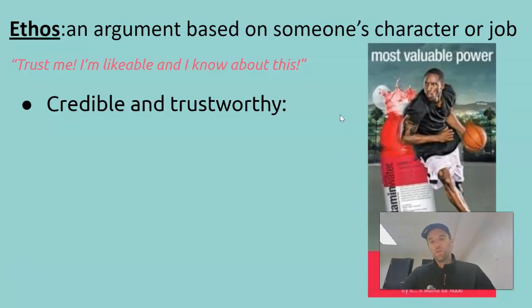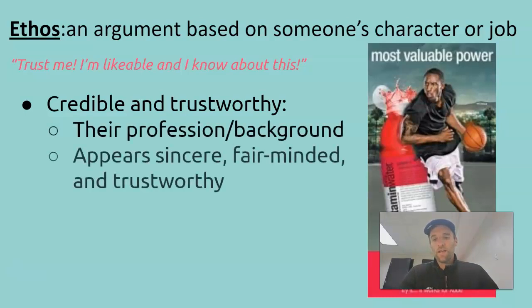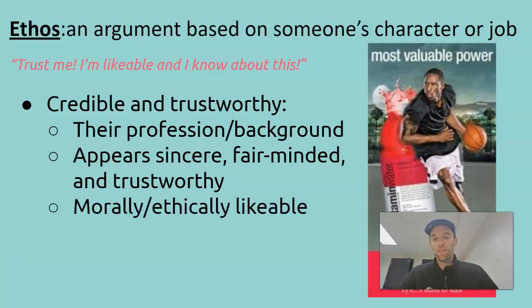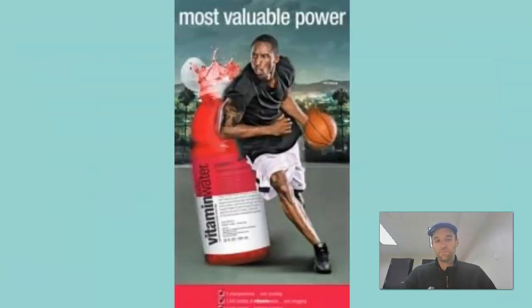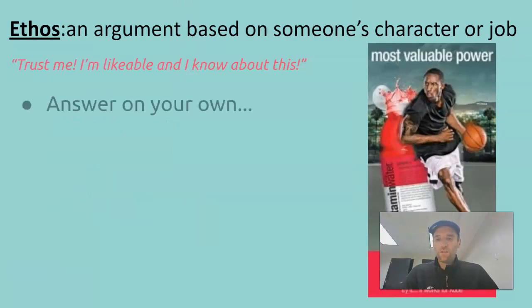Credible, trustworthy, based on what they do. They seem like they really mean what they say. Maybe they're a morally great person or they're really likable. Those type of things are ethos appeals. So jot down a couple of those things so you remember what ethos is. Now let's look at, we already talked about this advertisement.